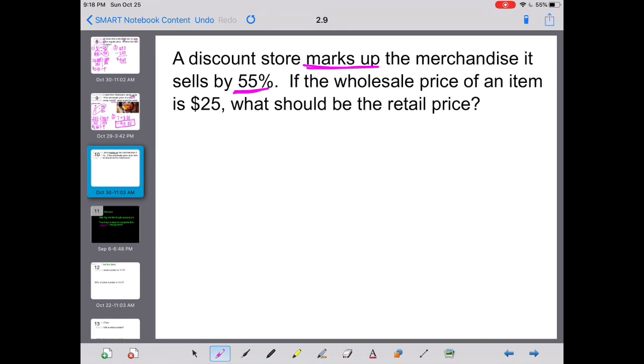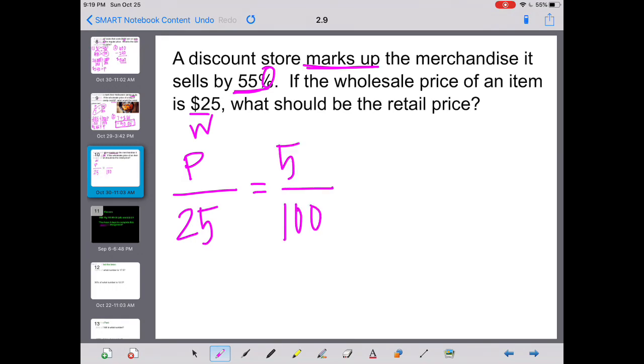Okay, let's try one more that's actually a markup. A discount store marks up the merchandise it sells by 55%. If the wholesale price of an item is $25, what should be the retail price? Alright, so again, we have a whole, a percent, and we know that they're marking up. Okay, so part is what I'm missing. My whole is $25. It's always out of 100. And my percent is 55.